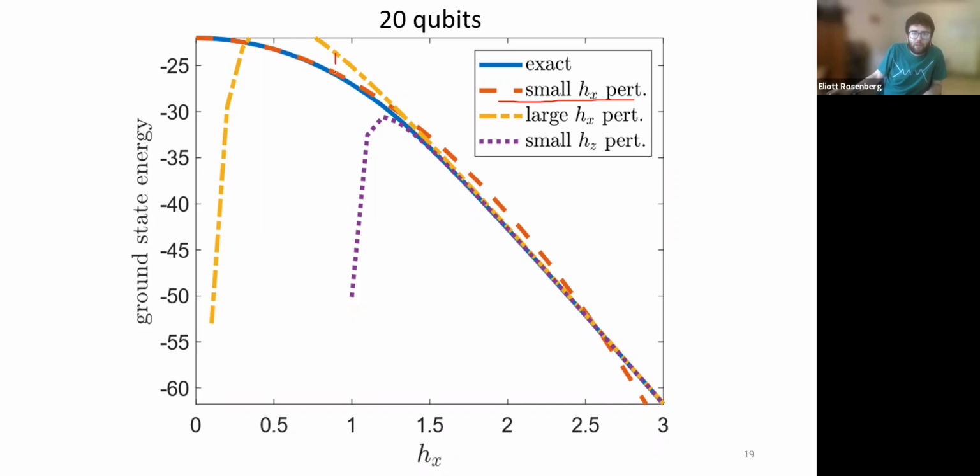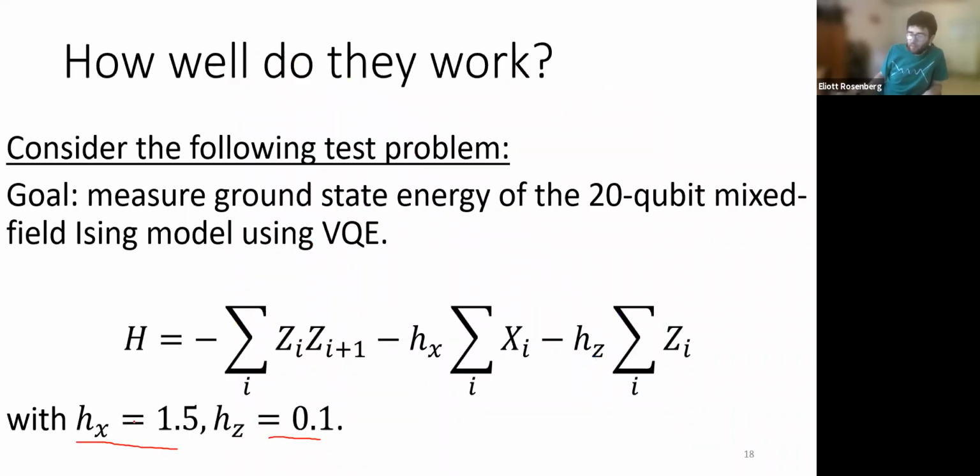And you can see that we can use that perturbative solution when hx is less than 1, and the perturbation expansion doesn't converge when hx is much larger than 1, and in particular, it doesn't converge for hx equals 1.5. So that's why we choose hx to be 1.5 over here.